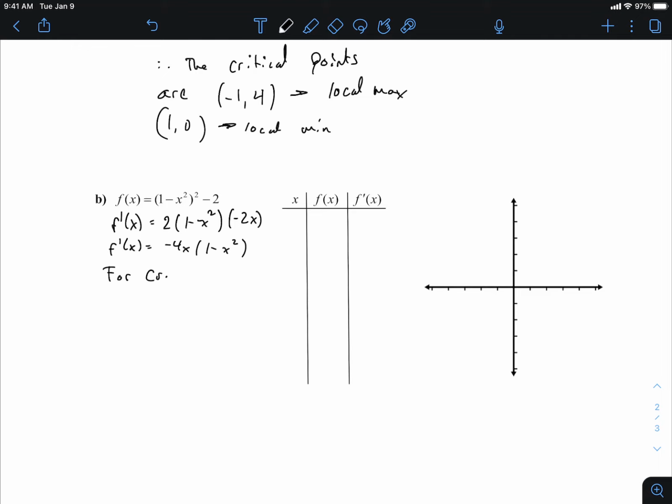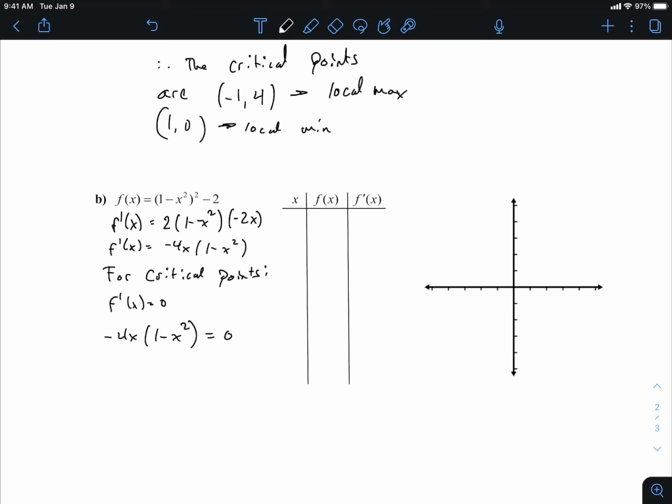So for the critical points, I need to know which x values I actually even care about, right? So we're going to set f prime of x equal to 0, right? And find where the x values are such that the derivative is equal to 0. That's going to narrow down my search, right, as to where the graph is. So negative 4x times 1 minus x squared has to equal 0. Okay, well, what's going to make this work?